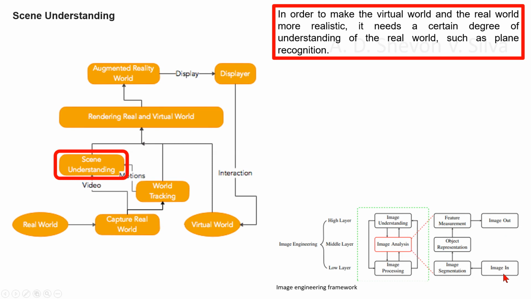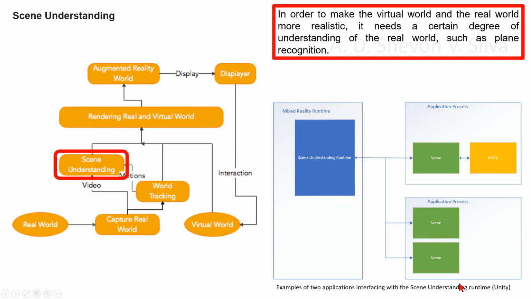Analysis: image in is connected to image segmentation. Image segmentation is connected to object representation, and object representation is connected to feature measurement. Feature measurement is connected to image out. Here you can see the diagram that illustrates two example applications interfacing with scene understanding.